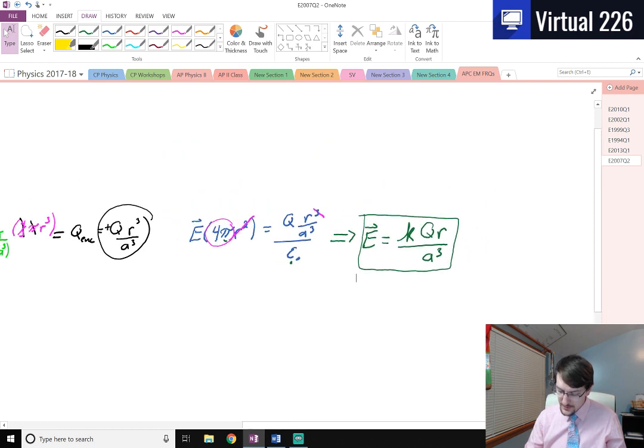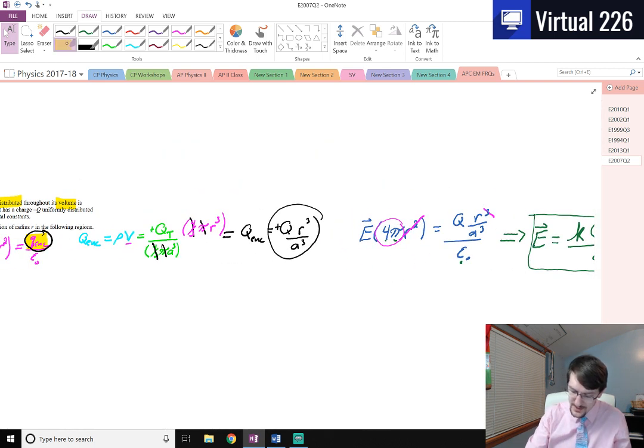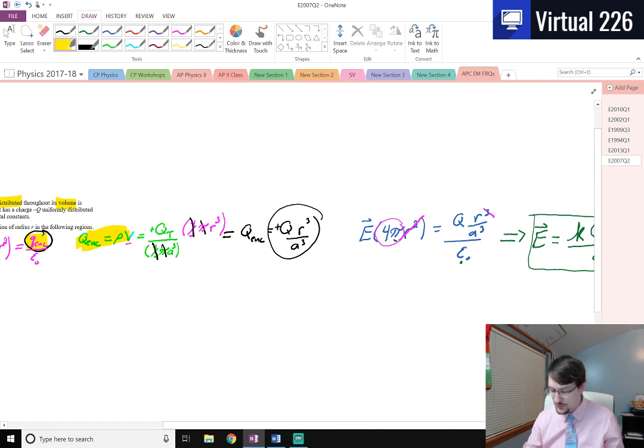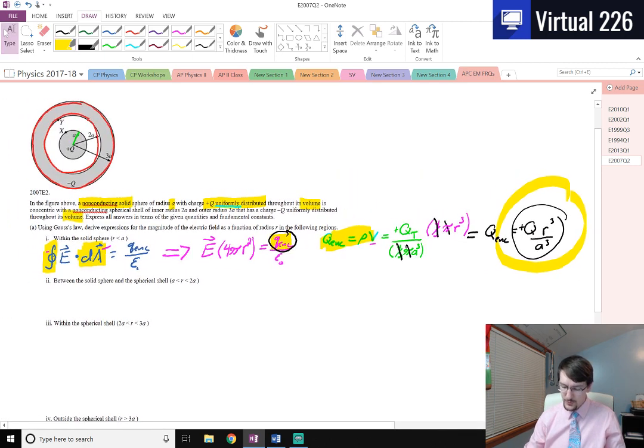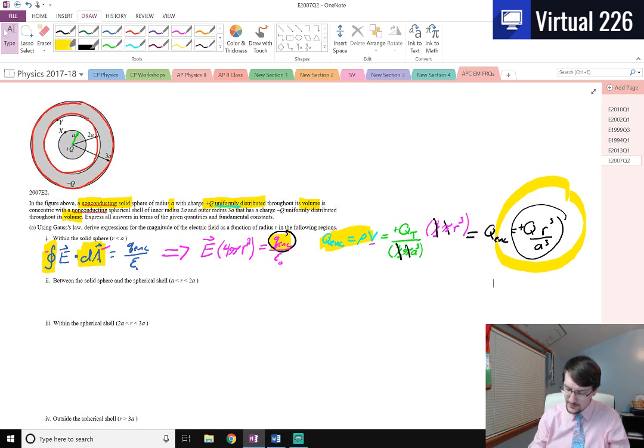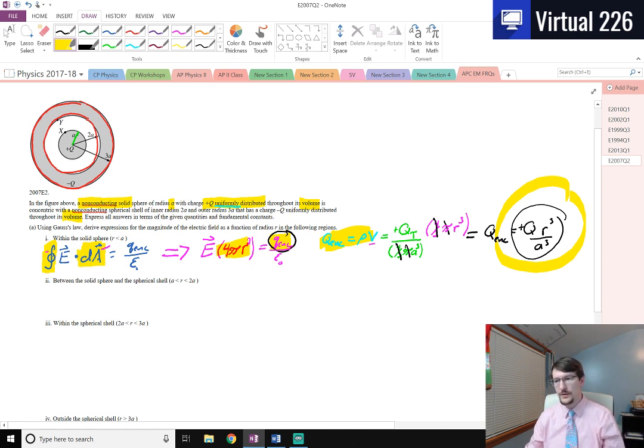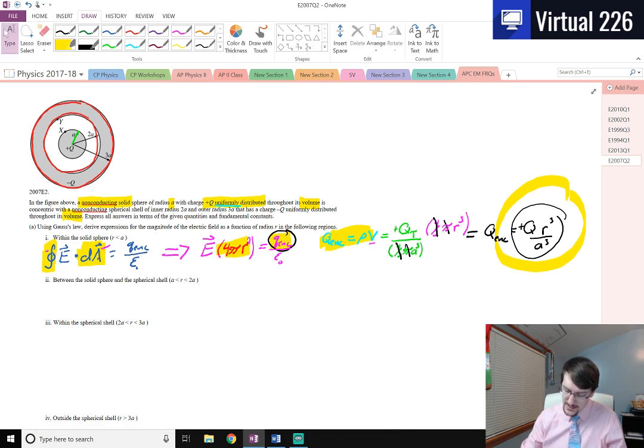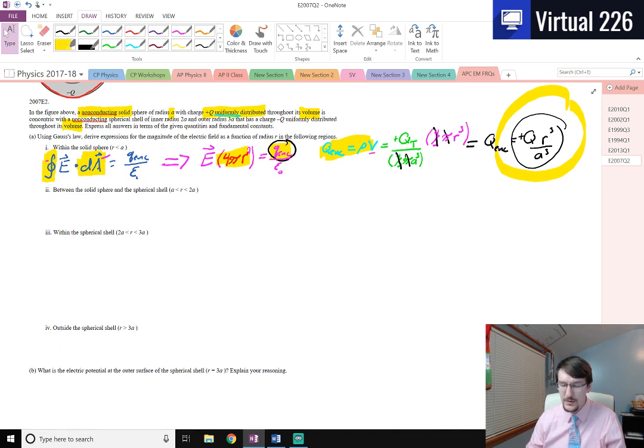It was a little bit of algebra to do that, and the big piece here was recognizing what the charge enclosed was. But the calculus wasn't really a headache for us. We just said, look, we use a sphere, and that sphere becomes 4 pi r squared. So just like that, we've solved for the electric field within that initial solid sphere, and now we need to do this 3 more times for different radii.